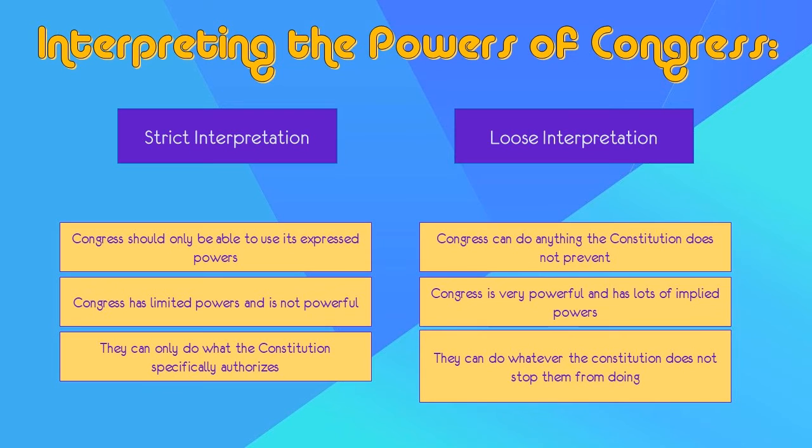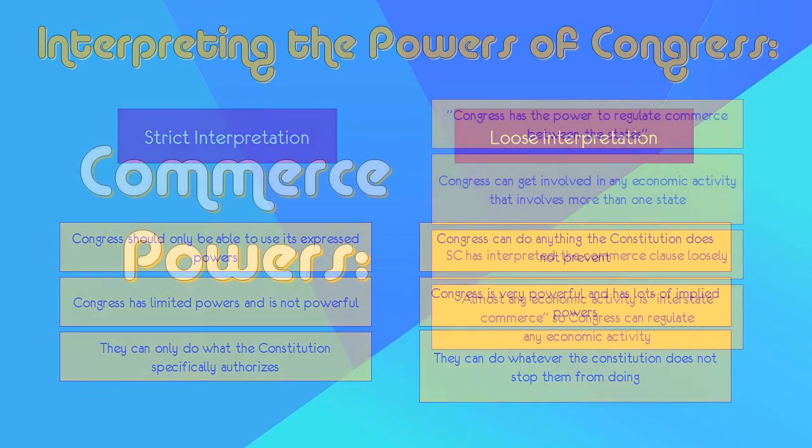On the other hand, loose interpretation of Congress would mean, much like loose interpretation of the Constitution, that if the Constitution doesn't ban it, then that's something Congress can do. So here we're going to say that loose interpretation of Congress's powers means that Congress can do anything that the Constitution doesn't prevent. It does prevent Congress from doing a few clear things like ex post facto laws, bills of attainder, and suspending the writ of habeas corpus. But other than that, Congress should be able to do anything. So this would lead to a very powerful Congress that has a whole lot of implied powers. We're going to talk about where those implied powers come from today. So in this case, a loose interpretation of the Constitution would lead to a Congress that can do anything that the Constitution does not ban it from doing.